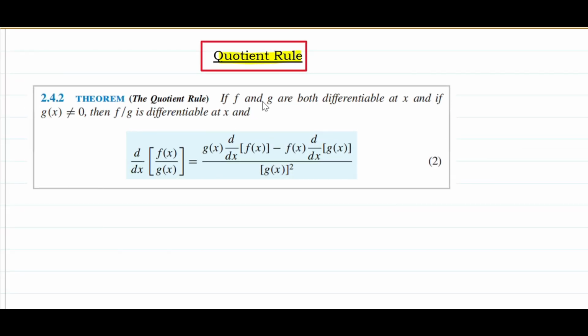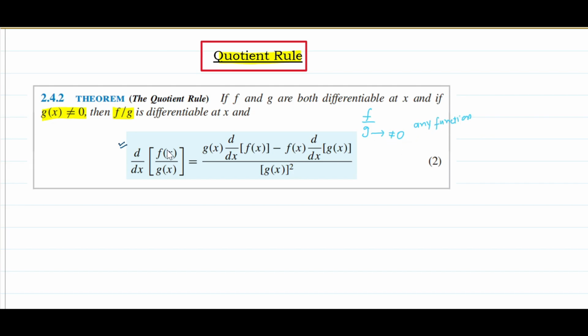What is the quotient rule? According to the definition, if two functions are dividing such that the denominator function should not be equal to 0, because you know that if denominator will be 0, it becomes undefined. So denominator should not be 0. And you have any two functions, then we use the formula.